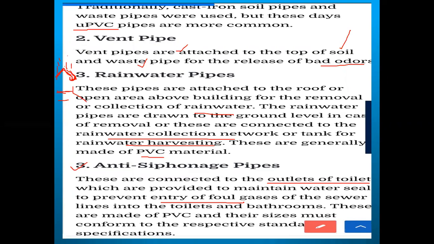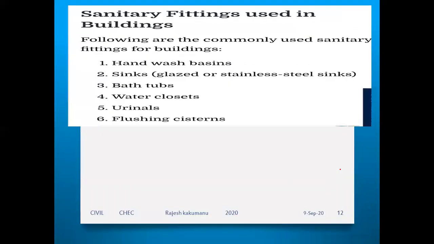Okay. So like this we are using the various types of piping system for building drainage design. Next, sanitary fittings used in buildings. What are the sanitary fittings? Generally I don't discuss, just for your understanding. We are using hand wash basins, sinks, bathtubs, water closets, urinals, and the flushing system, right?